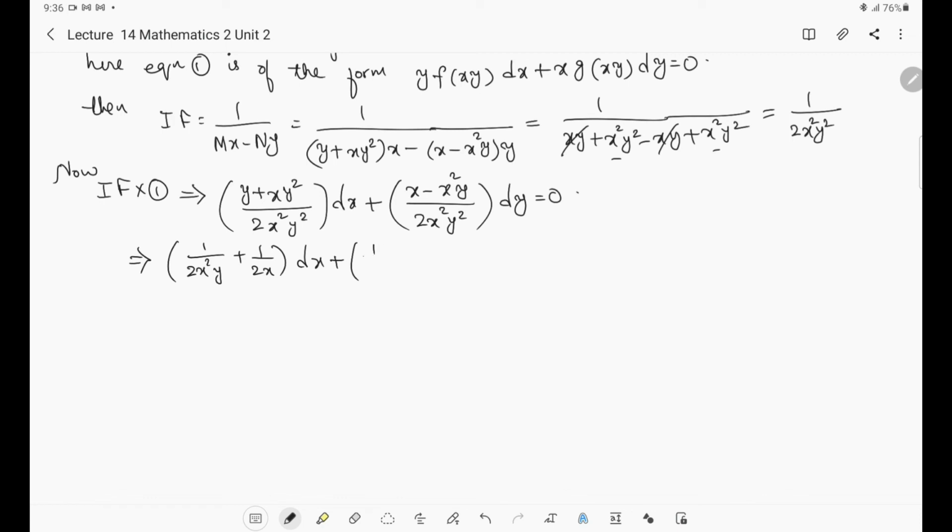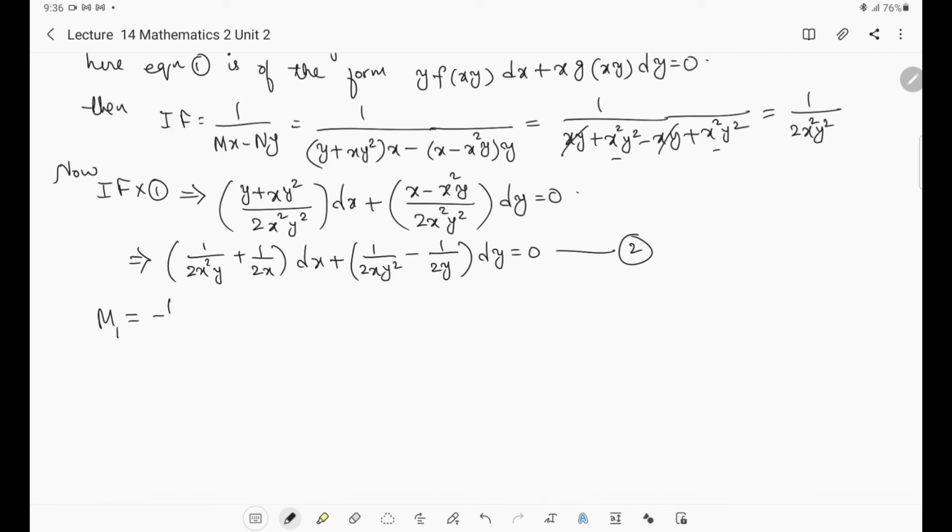So 1 by 2xy square will remain, minus here x square by y, one y will get cancelled, so 1 by 2y will remain, into dy equal to 0. Now our claim is this equation is exact. Consider this equation as 2. Now write down what is m1 and what is n1. So compare this with m1 dx plus n1 dy.